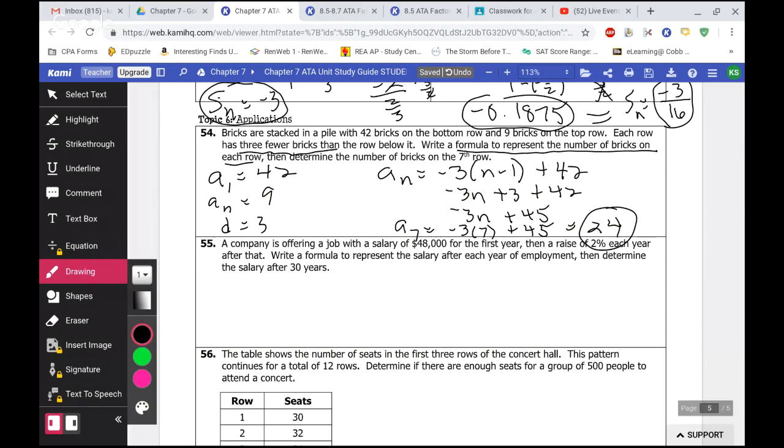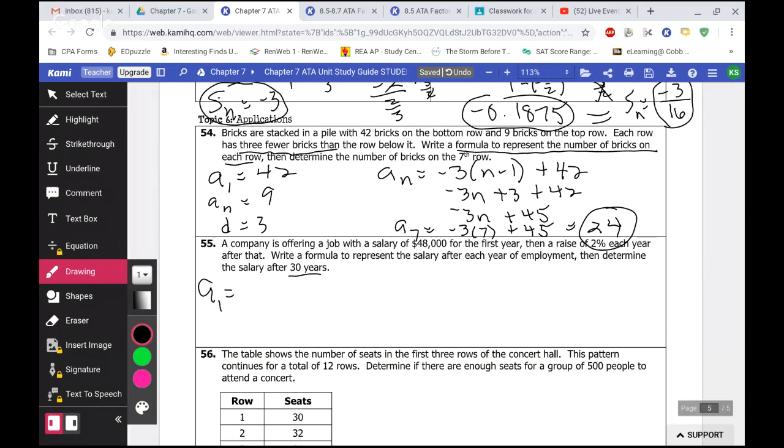A company is offering a job with a salary of $48,000 for the first year. Then there'll be a 2% raise each year after that. Write a formula to represent the salary after each year of employment, then determine the salary after 30 years. So on this particular thing, it's going to be a common ratio because you get a 2% raise, but you want to take into consideration the fact that 48,000 is going to be included in there.